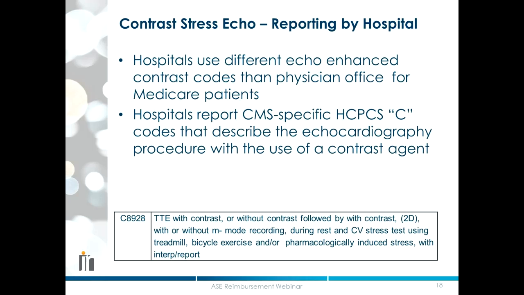So an example here is C8928, which is a transthoracic echo. You can see with contrast or without contrast. It follows the same coding structure as the CPT codes.